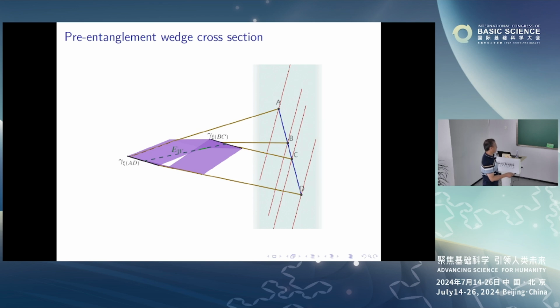And now the entanglement wedge cross-section is, you try to find the interval of the minimal length between these two benches. So that gives you the entanglement wedge cross-section in this case.